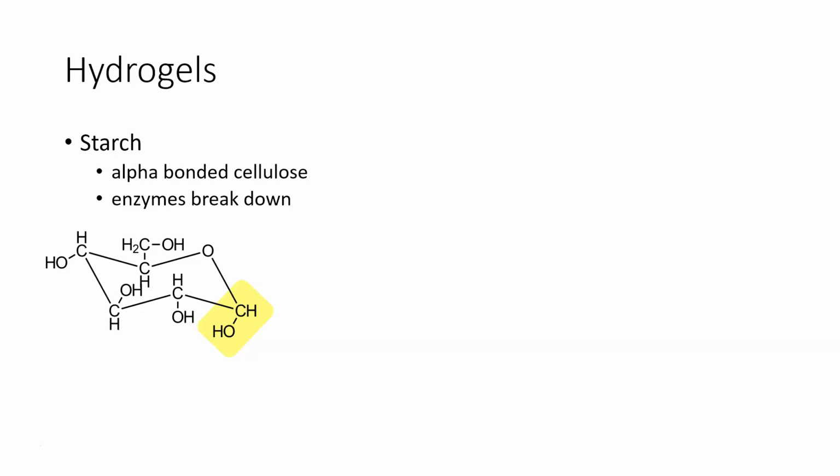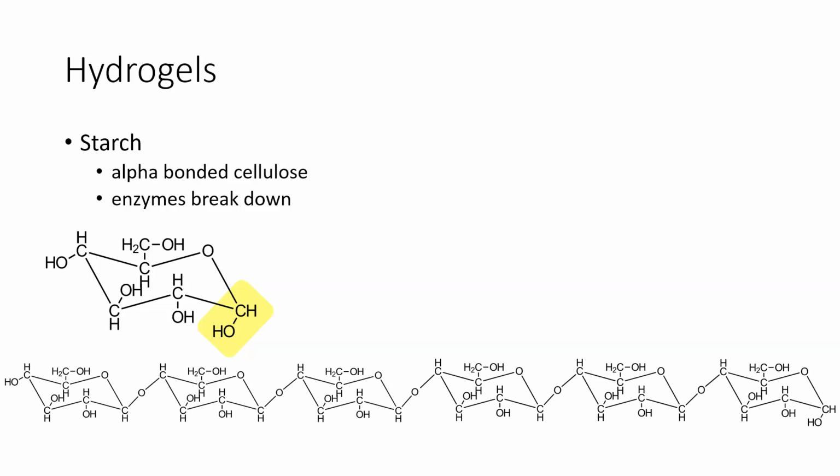Those two hydroxyl groups come together. Water gets removed from it. You get a bond that gives you a polymer that looks like this. That is what we call starch. It is alpha 1,4 bonded. This gives you straight chain materials. This is readily broken down by enzymes.